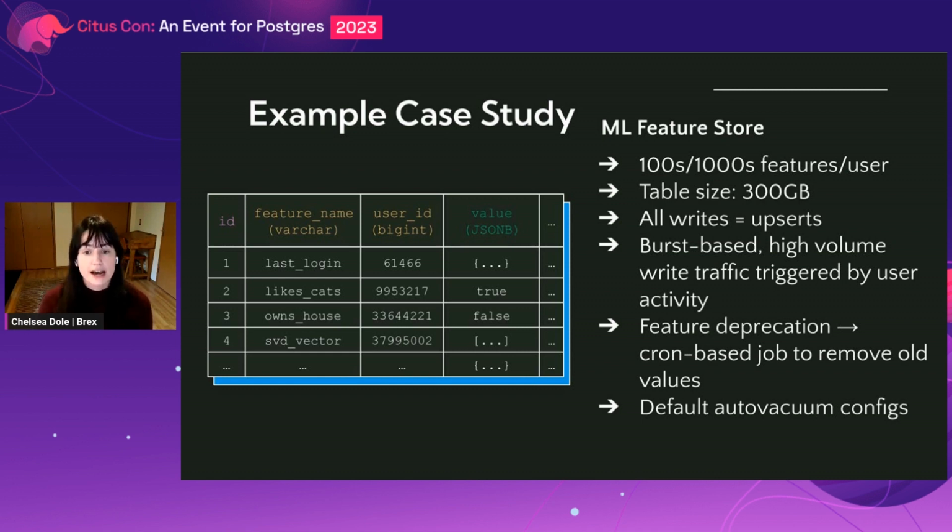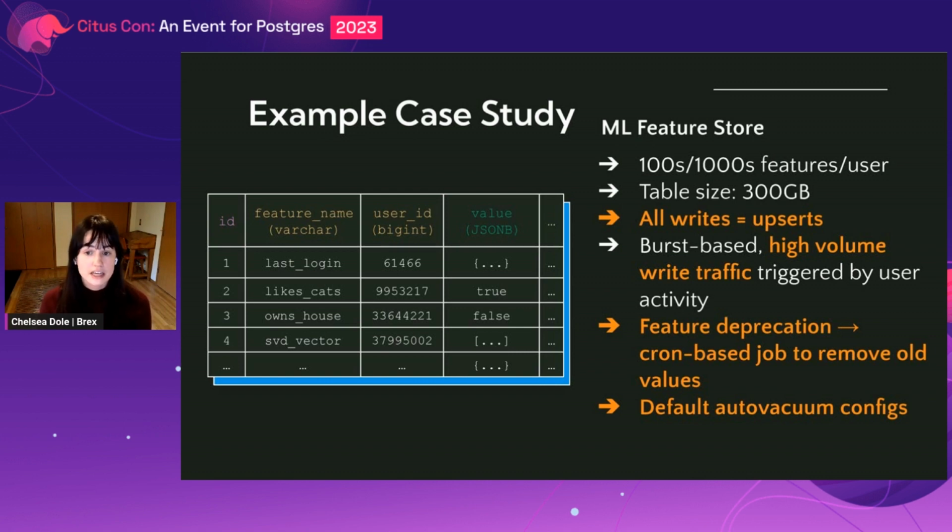We might have burst-based high volume write activity triggered by user activity. And maybe we're even super helpful and we decide, when machine learning engineers want to deprecate features, maybe they don't want a feature like owns house anymore, they don't need it for their models, then we'll have some sort of batch delete job. And finally, to finish it off, default autovacuum configurations. The potentially dangerous areas of this are the ones that are in orange here, where all writes are upserts, high volume write traffic, and feature deprecation, which is basically just batch deletes, as well as autovac defaults.